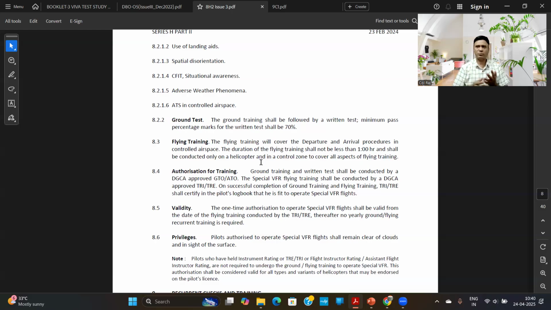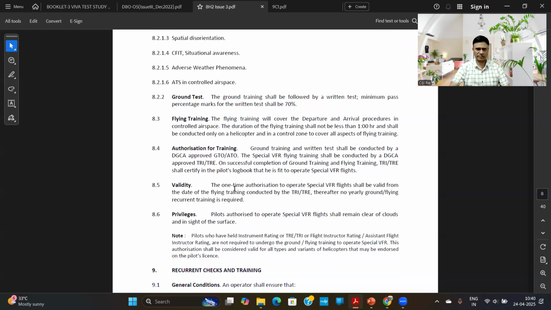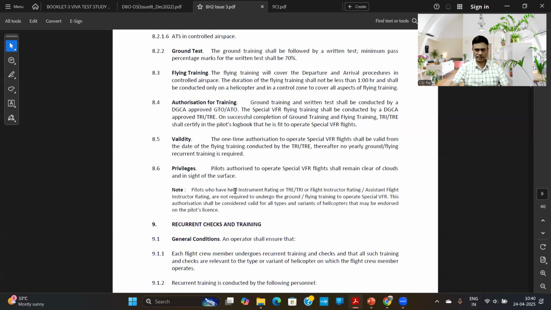So earlier, we used to do a recurrent training every year, and along with the PPC, do a special VFR recurrent test. Nowadays, they've said that once you get approved, then it's good enough. So things have become easier. Okay. Rest of the things are the pilot proficiency test and all those things. So remember this CAR 8H2 Issue 3. This you can download from the DGCA site, and also 8005 issue December 22. These two should always be there on your mobile for quick checking.